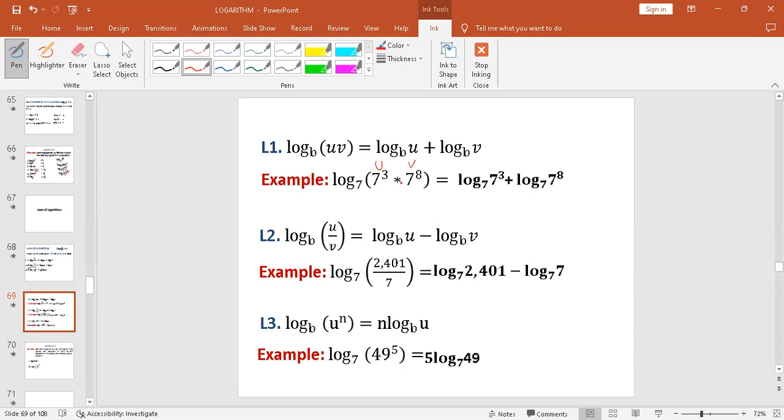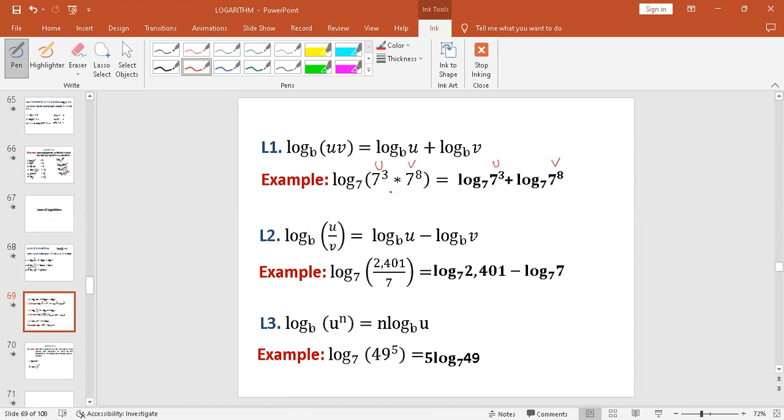So, to expand this, we will use addition. So, it will become log of 7 raised to 3 to the base 7, this is U, plus log of 7 raised to 8 to the base 7. This is V. So, this is the expanded form of this expression. So, yan yung ibig sabihin ng first law.